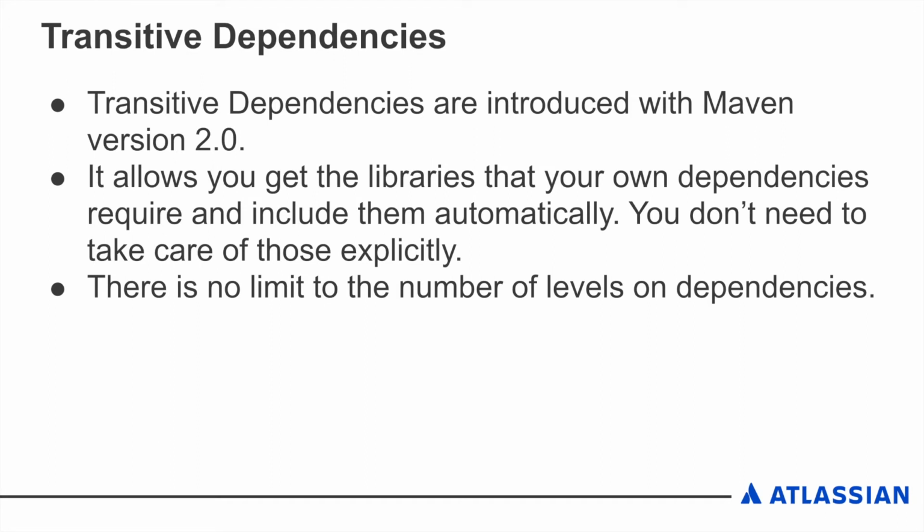So transitive dependencies are at the heart of the Maven dependency system, and it was introduced with Maven 2.0. It allows you to get the libraries that your own dependencies require, and it includes them automatically. So you don't need to take care of those dependencies explicitly, and there is no limit on the levels of the dependencies. So your module can depend on an artifact, and that artifact could depend on another artifact, and so on.